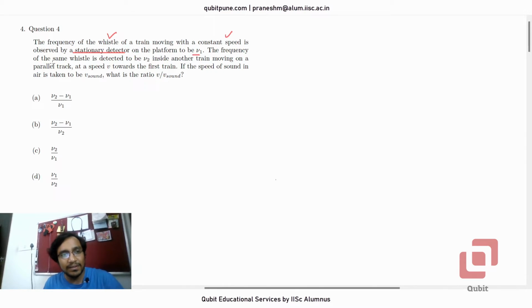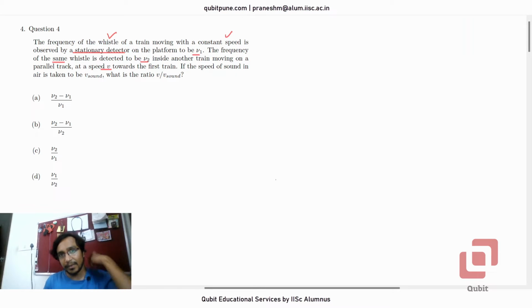The frequency of the same whistle is detected to be nu2 inside another train moving on a parallel track at a speed v towards the first train. If the speed of the sound in the air is taken to be v sound, what is the ratio v by v sound? Nu2 minus nu1 by nu1, nu2 minus nu1 by nu2, nu2 by nu1, and nu1 by nu2.